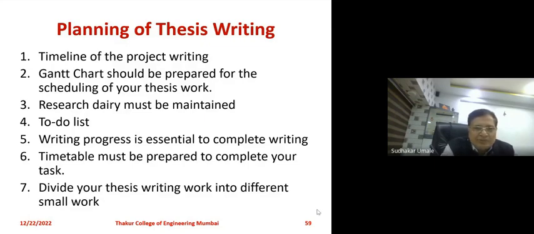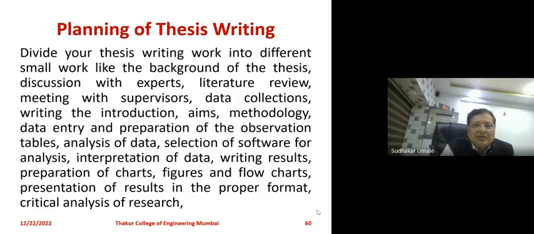A timetable must be prepared to complete your task. So you have to prepare the timetable for the introduction, for each writing or reading. I will explain later on how to prepare the timetable. Divide your thesis writing work into different small works. Suppose time is required for writing the thesis literature. So you have to divide your thesis writing work into small works, like the background of the thesis, what time is required for the background of the thesis, discussion with experts. Suppose you are preparing the background of the thesis in 1 day or 2 days.